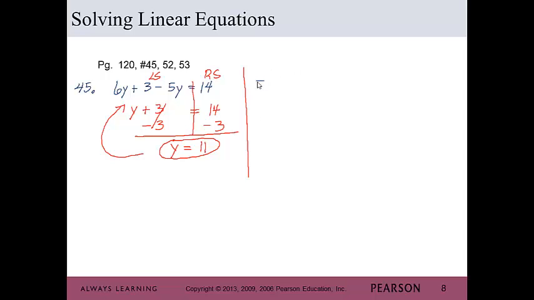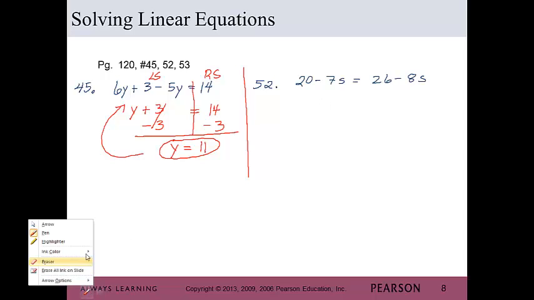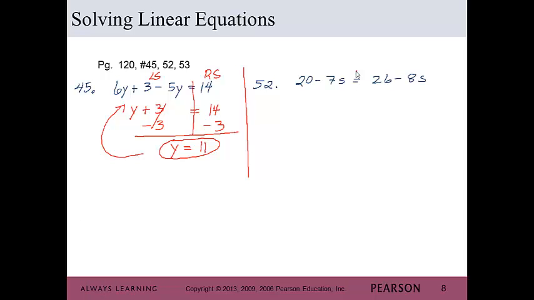All right, number 52. Now we have 20 minus 7s equals 26 minus 8s. Again, let me draw my line down the equal sign. Distinguish between the left side and the right side. Okay, so this equation looks completely different. This time we have a variable on the left side as well as the right side. Our goal is to isolate the variable. So the first thing we need to do is get our variables together.